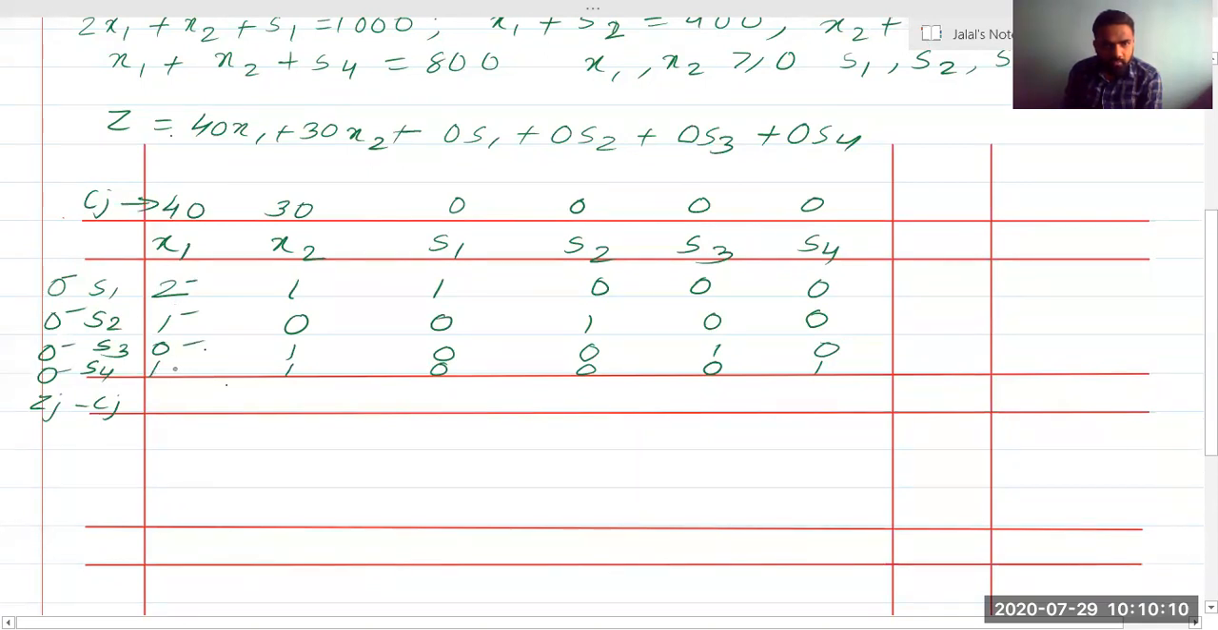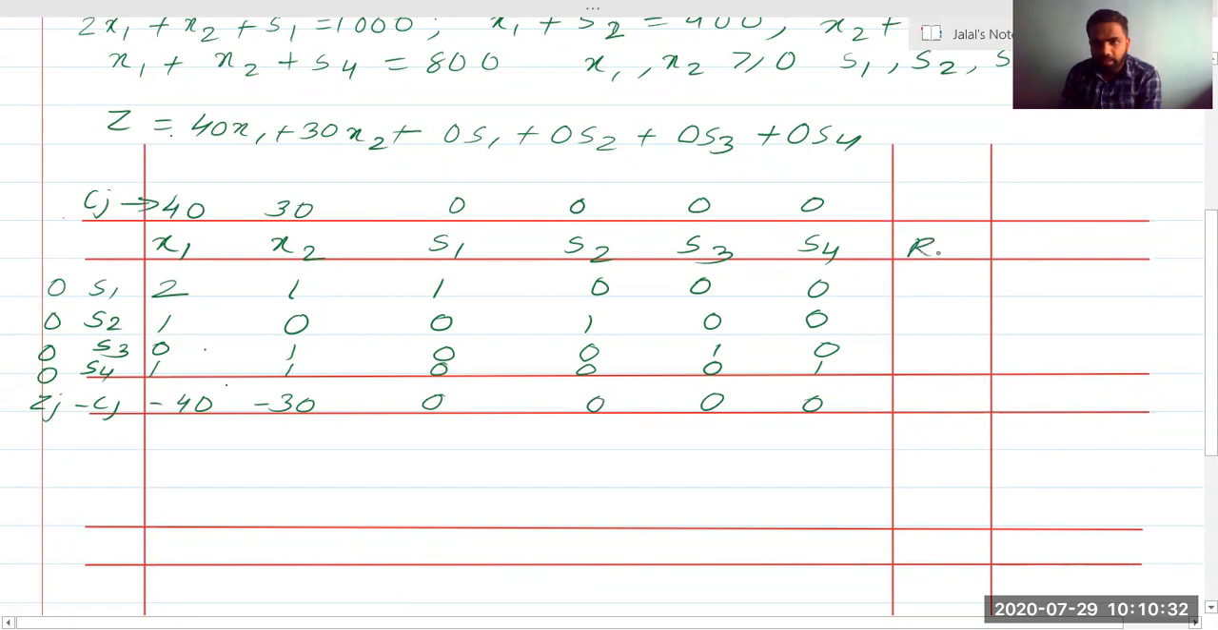Okay, and minus it with Cj. This is called Zj: 0 into 2 plus 0 into 1 plus 0 into 0 plus 0 into 1. So this will be 0. So 0 minus 40 will be minus 40. Again 0 minus 30 will be minus 30. Again 0 minus 0 will be 0. 0 minus 0 will be 0. And 0 minus 0 will be 0.